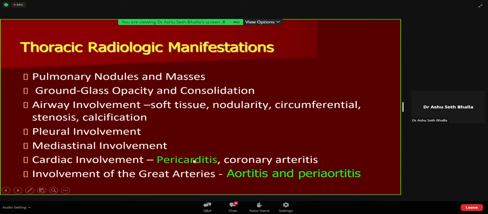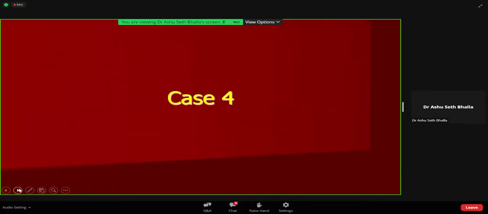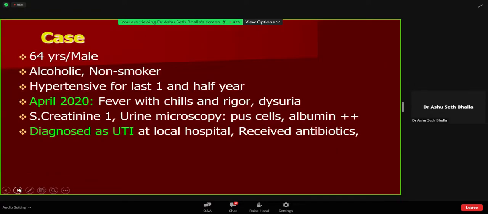So the answer to us came from the pericarditis, the iritis and periiritis. Periiritis is a very characteristic manifestation of IgG4-related disease also. So that's why we gave it as a differential.